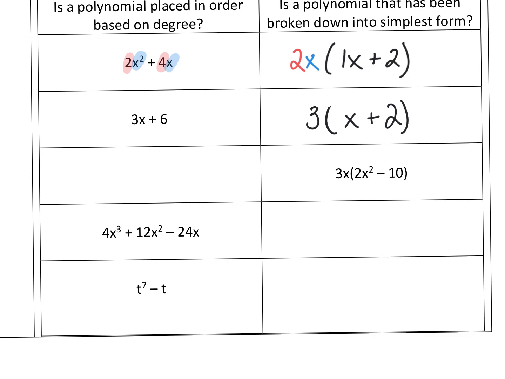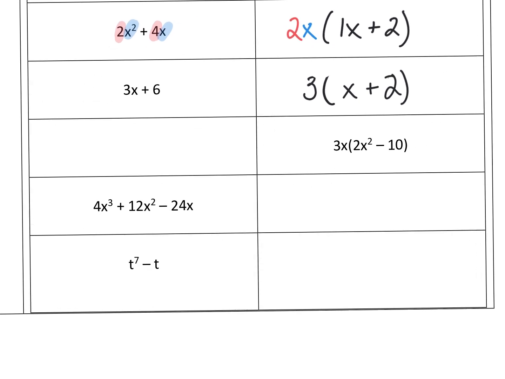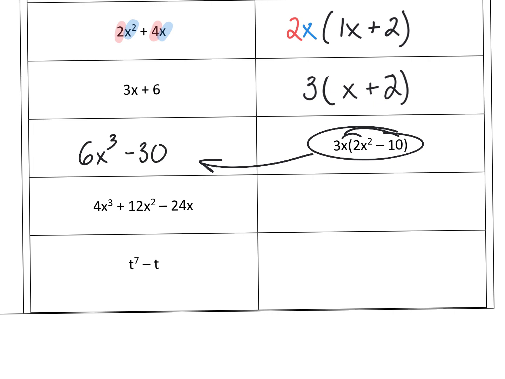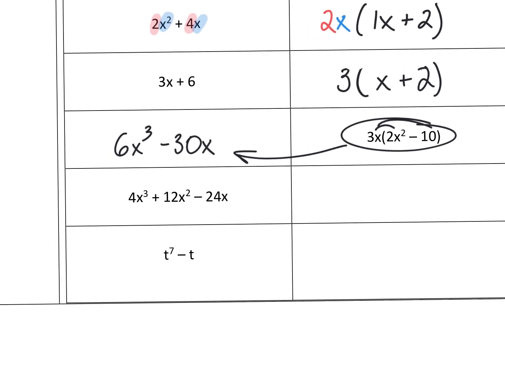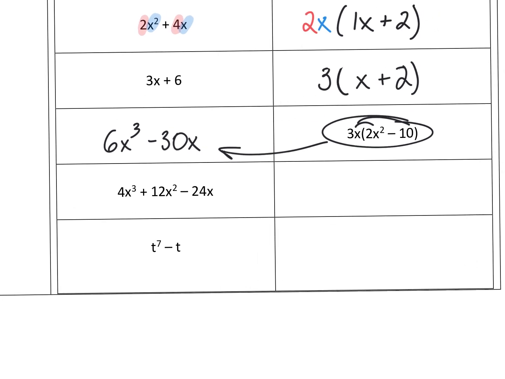So, same thing then if I'm asking you to go from factored form back to standard form, all you have to do is just distribute it out. So 3x times 2x squared would just be 6x cubed, and 3x times negative 10 would just be negative 30x, okay? All right, these next 2, I want you to try taking out the GCF. Pause the video here.